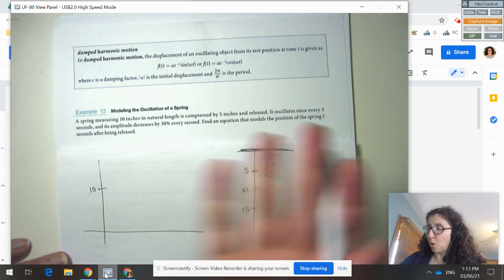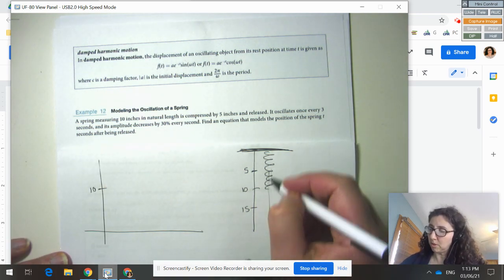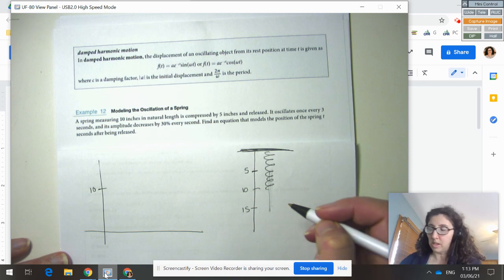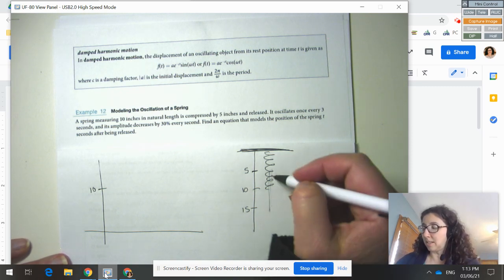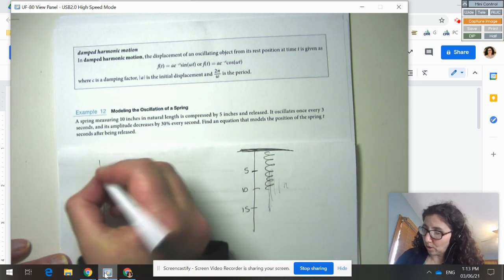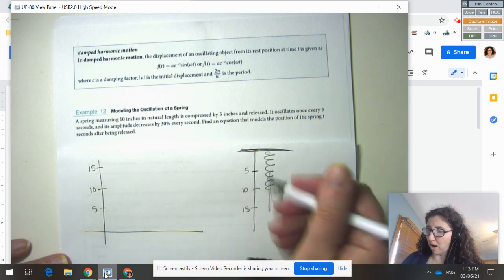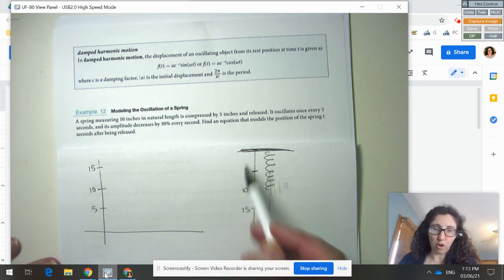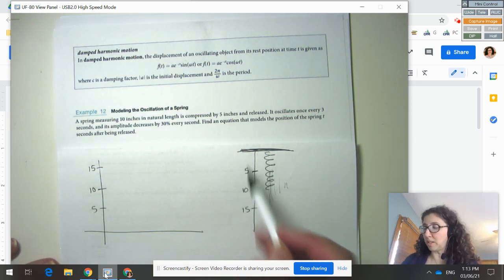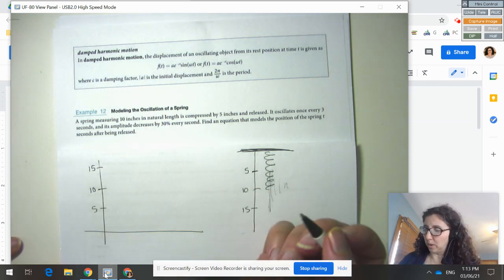There's some symmetry here. So it's going to go up to here and then kind of oscillate between 5 and 15, and then get less and less and less, right? Okay, so our graph is going to look a little bit opposite from our drawing here. If we wanted to measure from down here, we could do it that way, but we can think this through.